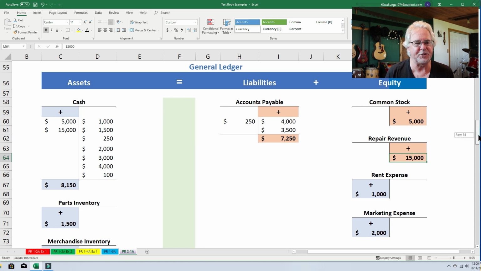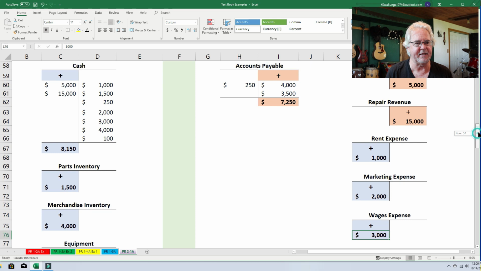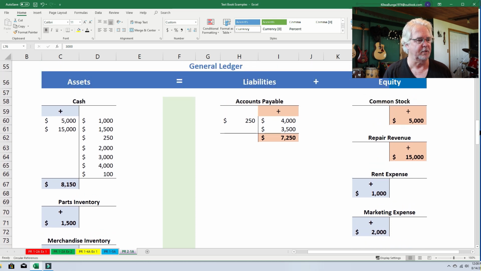Now what you've got to do is subtract these expenses. There's a couple of reasons why, but I'm going to give you kind of a nerdy definition of why you have to, okay? Are you ready for the nerdy definition? Well, here's the nerdy definition. The accounts payable is on the right-hand side of the account. Common stock is on the right-hand side. Repair revenue is on the right-hand side. And expenses are on the left-hand side.